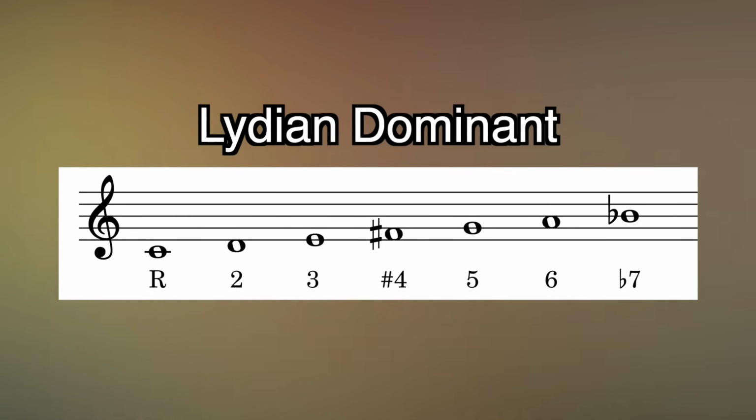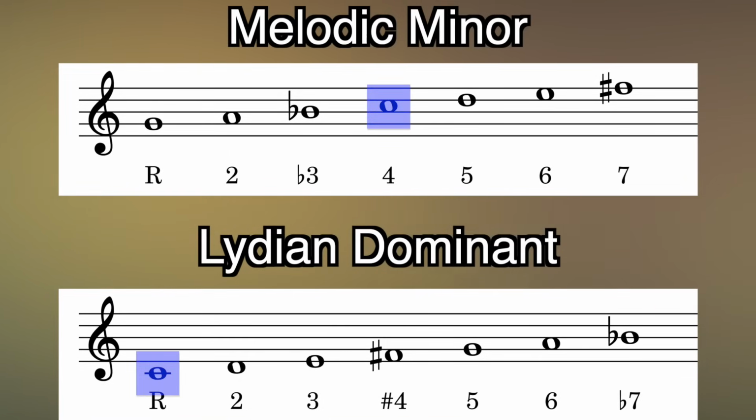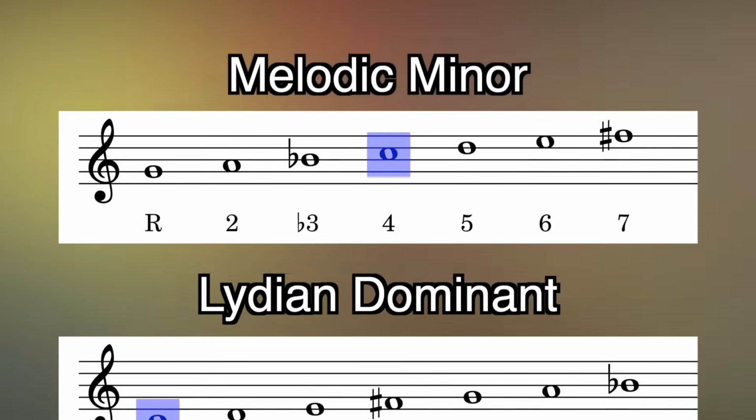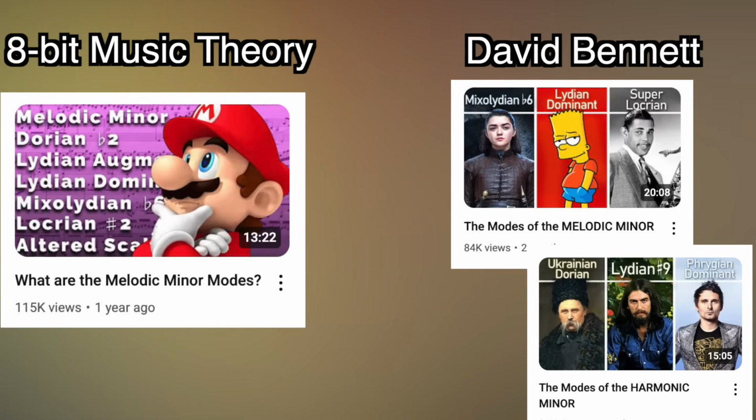Something interesting about Lydian Dominant is that it can actually be derived as the 4th mode of Melodic Minor. It's something cool to think about, and perhaps a bit daunting, but since Melodic and Harmonic Minor aren't derived from Major, they each have their own unique sets of modes as well. We'll take a look at a few of these in a second, but I would highly recommend these videos from 8-Bit and David Bennett if you guys want to see more.